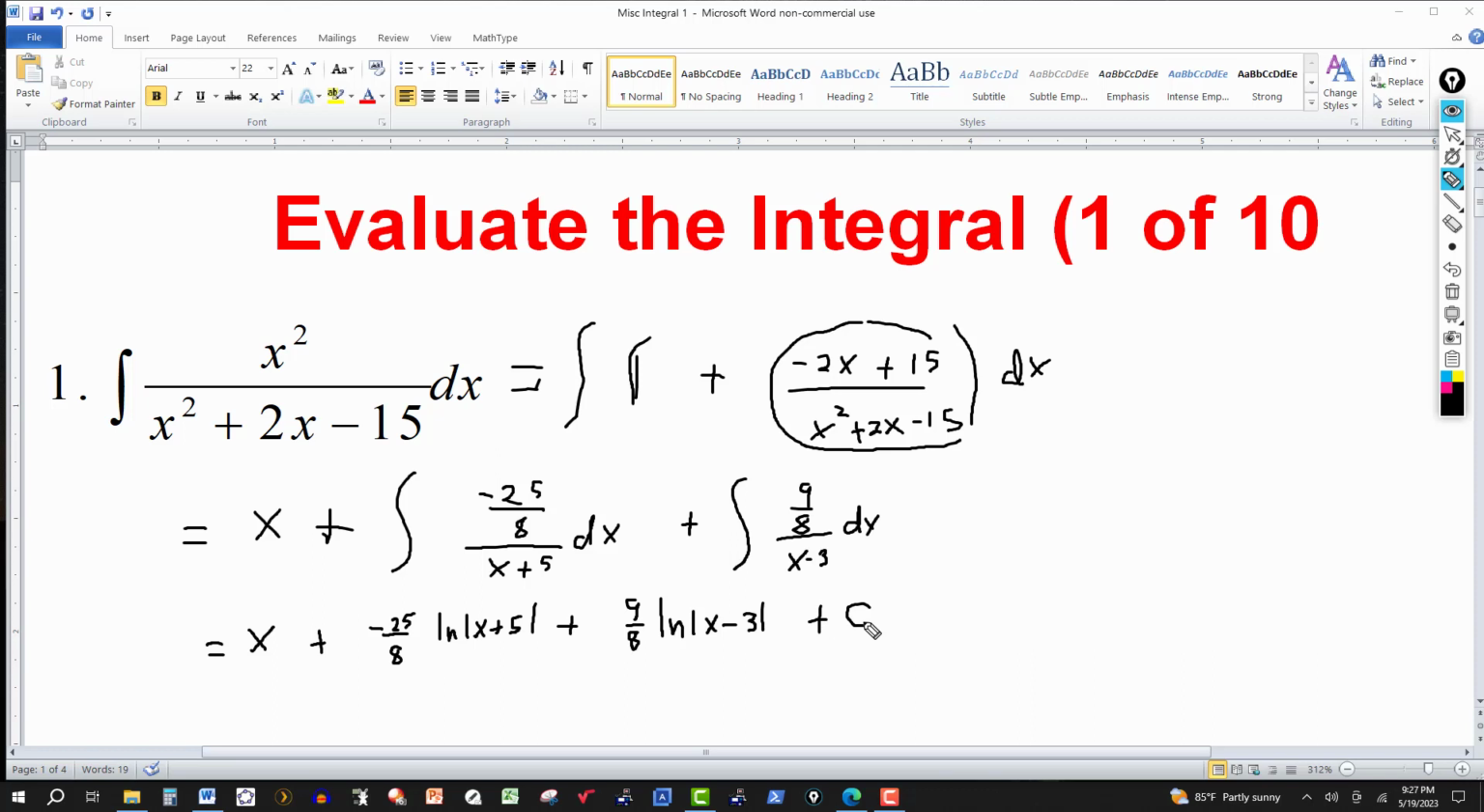So this is one that involved partial fraction decomposition, but it's also one where we had to reduce or simplify the integrand by doing the long division and rewriting the integrand. So we have x minus 25/8 natural log of absolute x plus 5, plus 9/8 natural log of absolute x minus 3, plus the constant of integration.